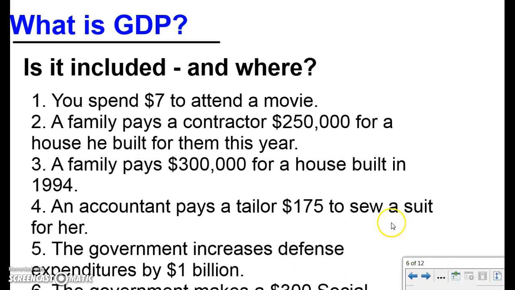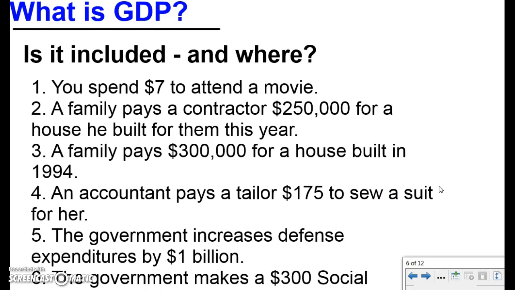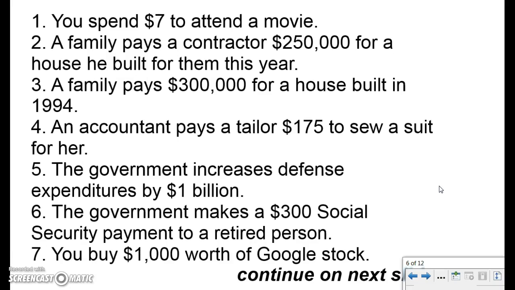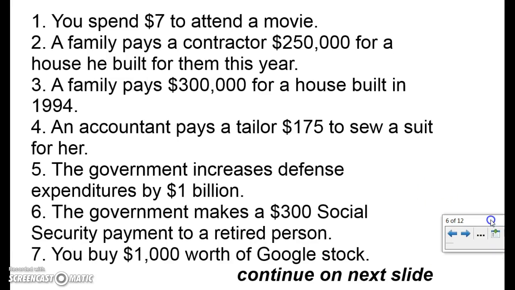So I'm going to have you look at this list and think about each one. Is it included in GDP? And if it's included in GDP, which sector is it in? So you should go ahead and pause the video and see if you can answer each of these, and then I'm going to go through and give you the answers.